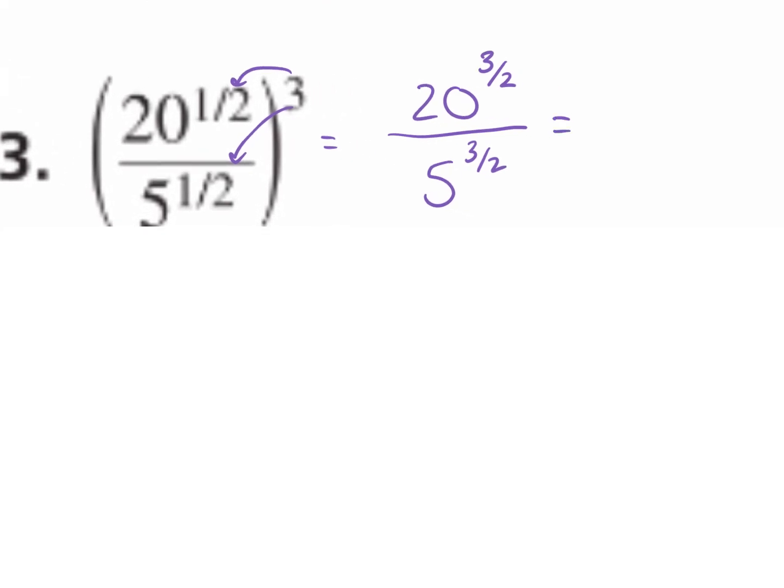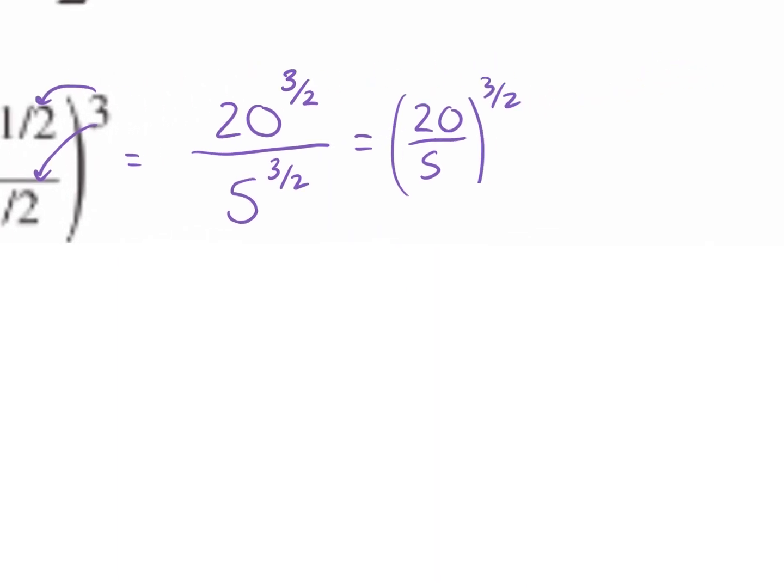How? Perfect. I can make it 20 over 5 to the power of 3 over 2. And what's 20 divided by 5? 4. So 4 to the power of 3/2.